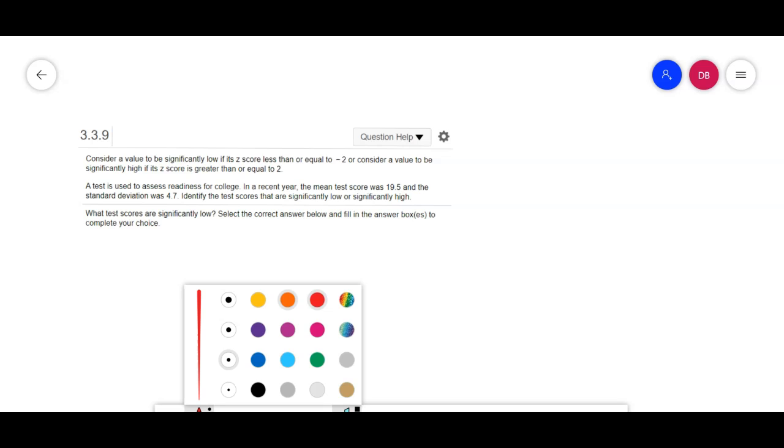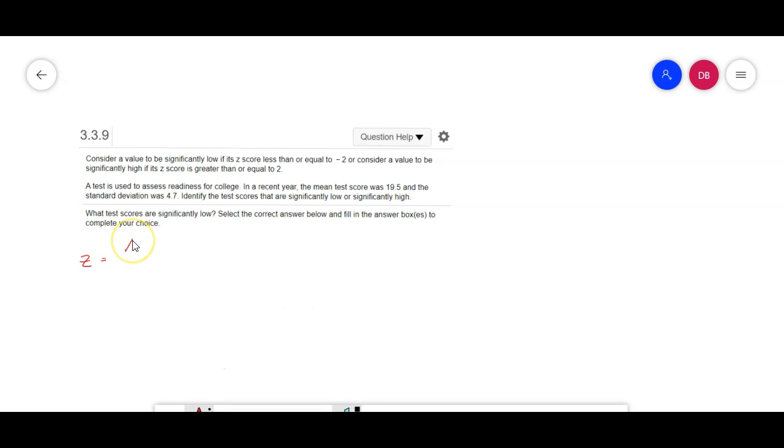If a z-score, remember this is a z-score, is defined to be a measurement, some x value, minus the mean divided by the standard deviation. Not necessarily unknown, it's just something that can change, it's random. The mean and standard deviation, however, are not. The mean score here is 19.5. So if I plug in, I have x minus 19.5, that's the mean, divided by the standard deviation, which was 4.7.